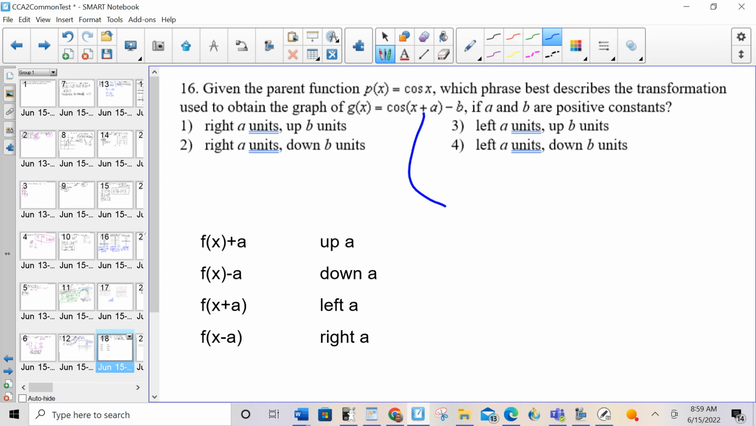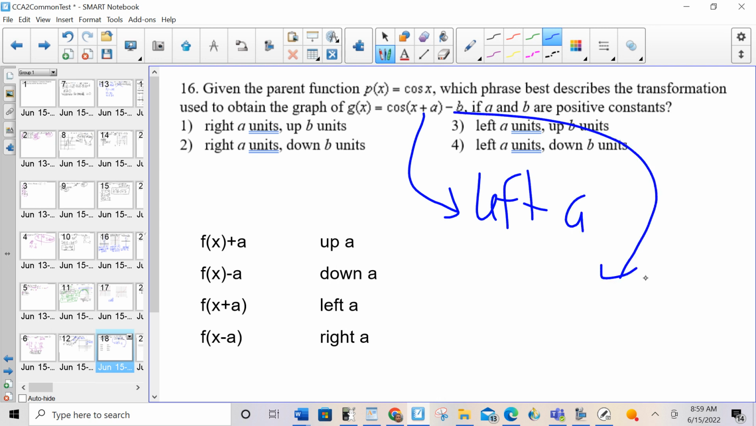So this plus is grouped in with just the x, so that's going left a. That minus is not grouped in with just the x. That minus b comes after the whole thing, so that's going down b. So which of these is left a and down b? Choice 4. It's an easy question to get right if you know your rules.